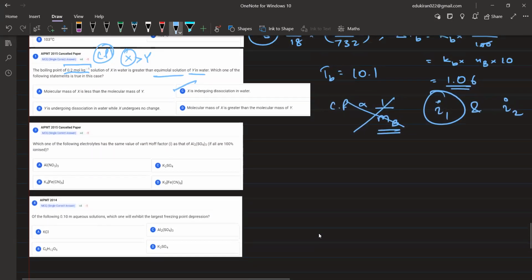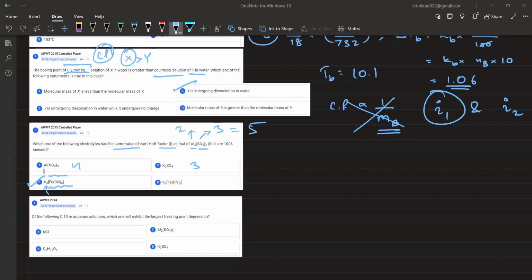These two questions are very easy. Which one of the following electrolytes has the same value of Van't Hoff factor as that of Al2(SO4)3? In Al2(SO4)3, 2 aluminium ions and how many SO4 ions come out? 3, that means it is equal to 5. Where else is 5? Here aluminium 1 and 3, this is 4. In K2SO4, yes, B is correct because you are getting 4 of potassium and 1 for this particular complex. K3Fe(CN)6 will not be it, K2SO4 gives you 3, so B is the correct option. Please write this down.